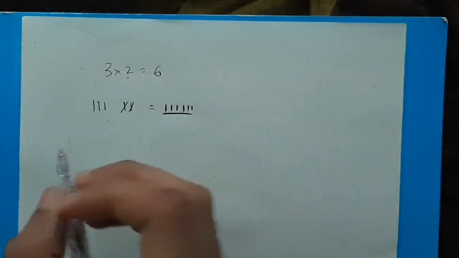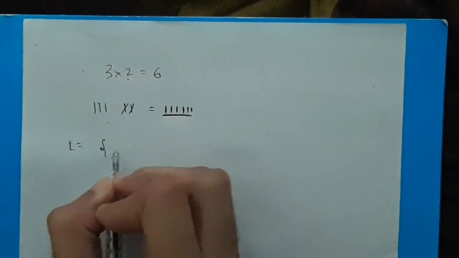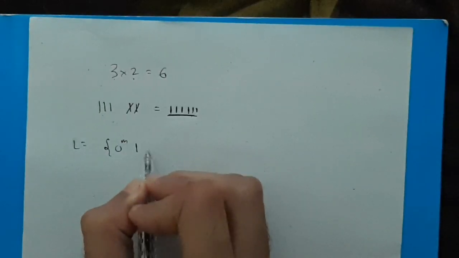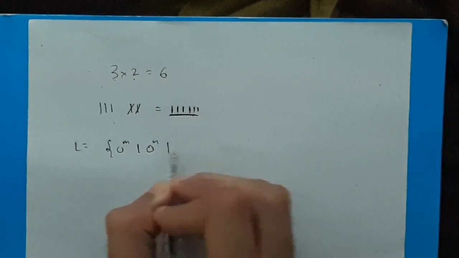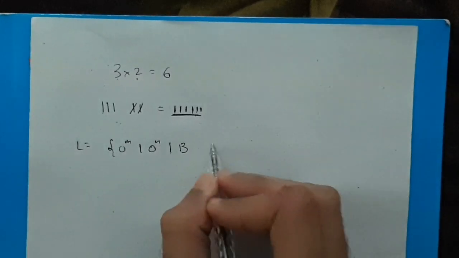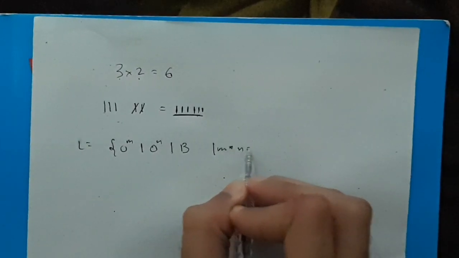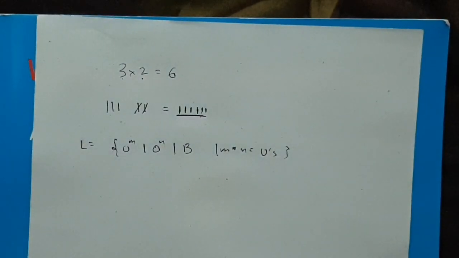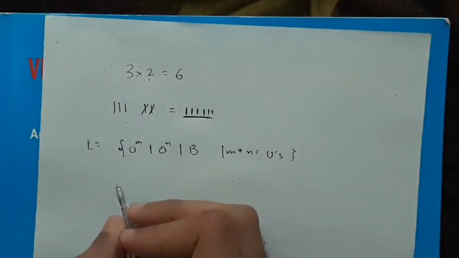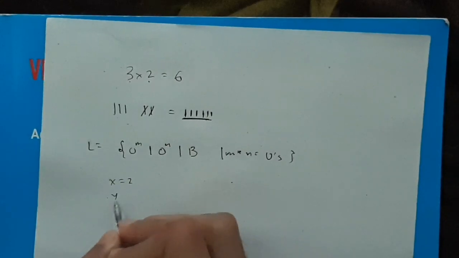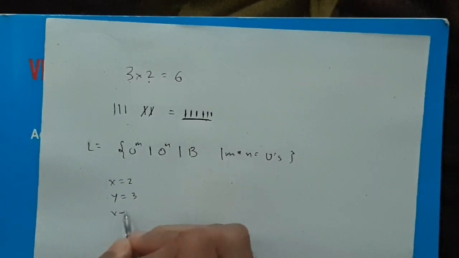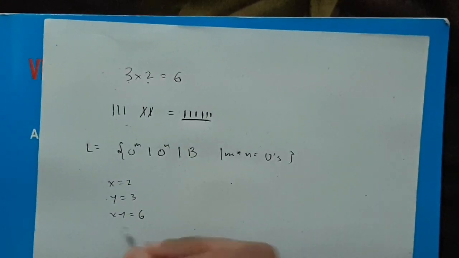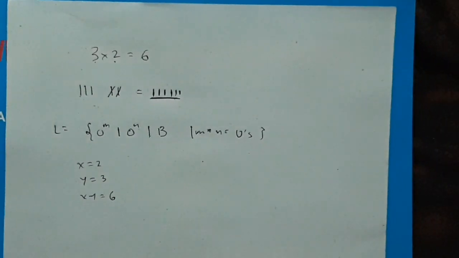So let's write the question. L is equal to 0 power m, 1, 0 power n, and 1 blank space, and m into n is equal to the number of zeros. So this is our question, and let's take the value of x as 2 and y as 3. So xy will be equal to 6. Fine. Let's move to the further steps in the question.